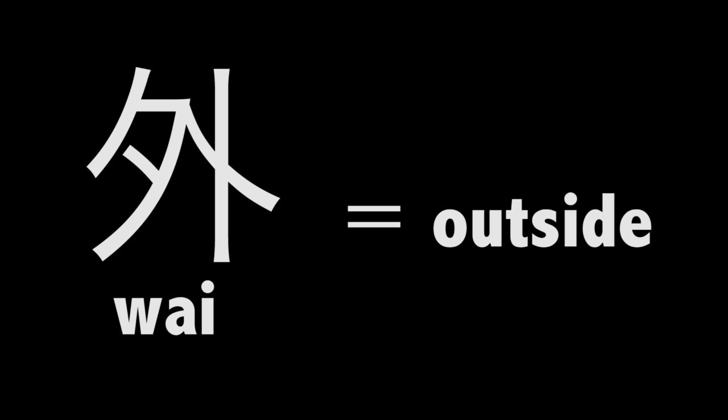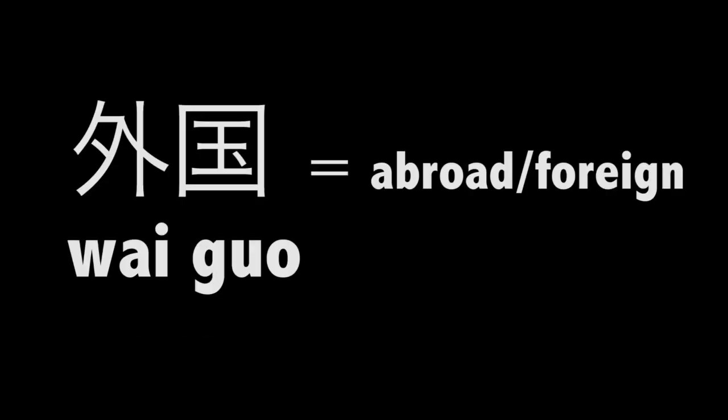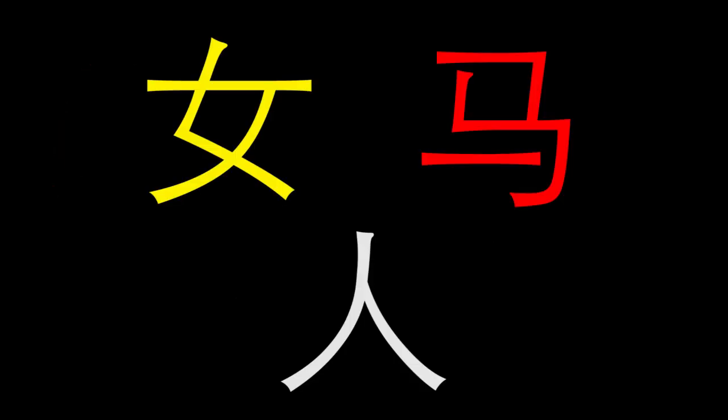This character, wai, means outside. So these 2 signs, outside country, they mean abroad or foreign. Now please tell me which 3 countries you see here. And these 3 very important signs, what do they mean? First say the answers and then proceed.